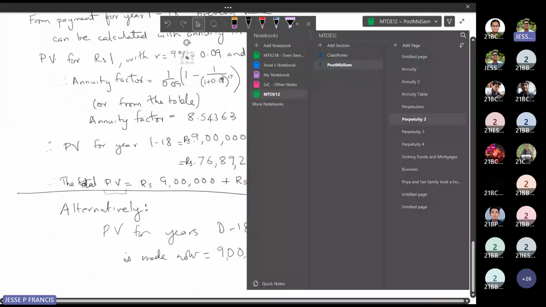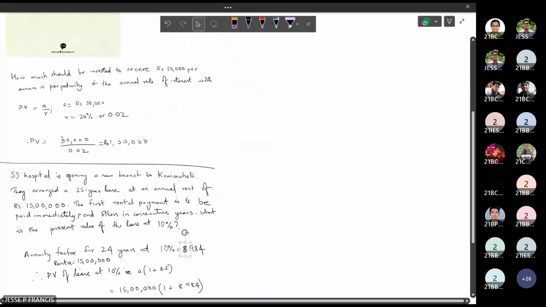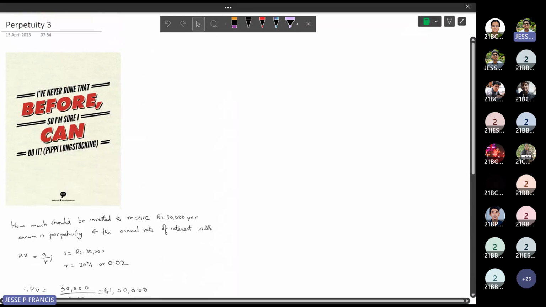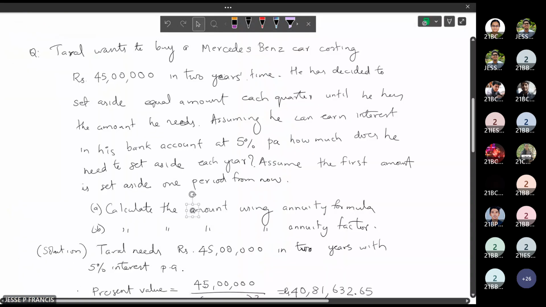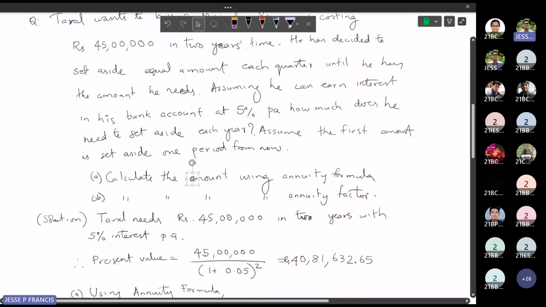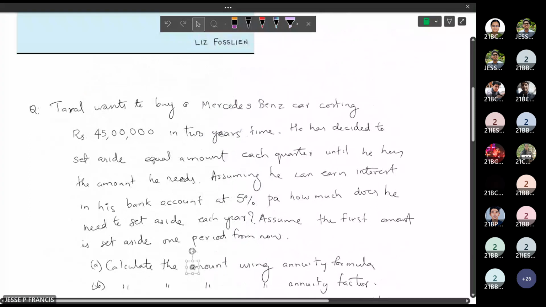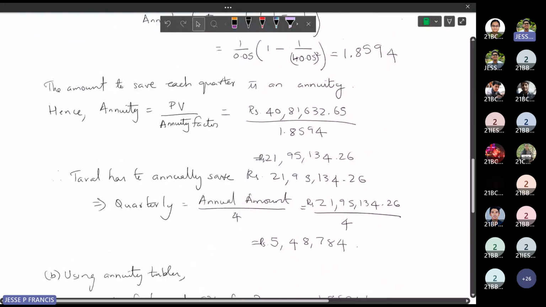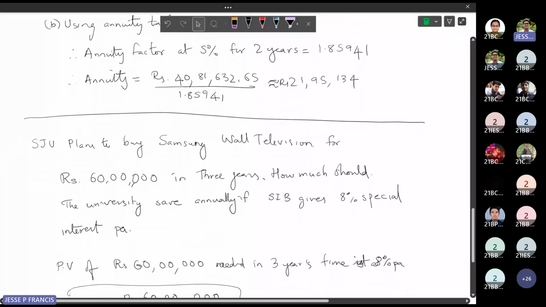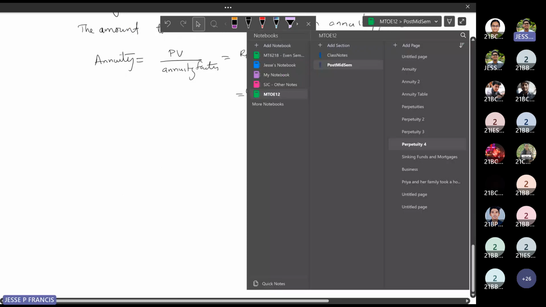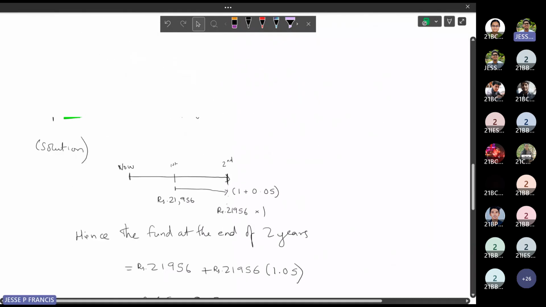Then I gave you a couple of problems to solve again. Then we talked about perpetuity and annuity again, and we did a problem based on this, quite an interesting and important problem. Work out these problems, understand how it works, and that will help you answer the questions better.